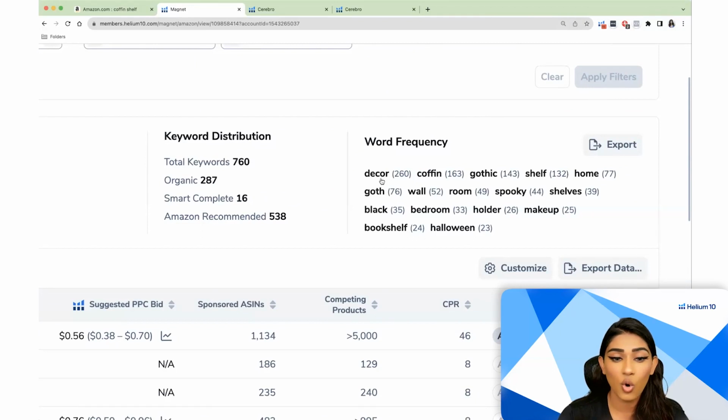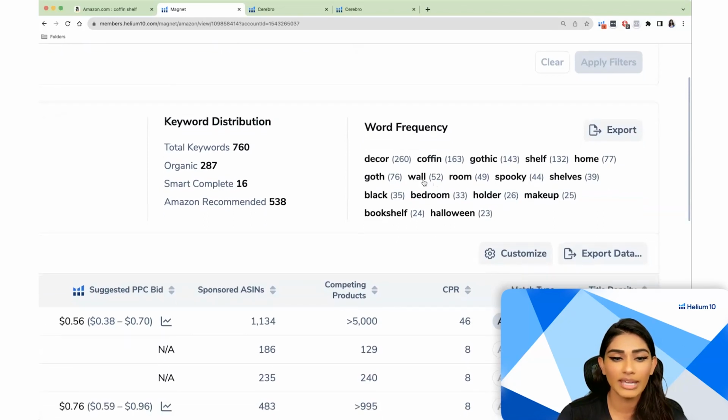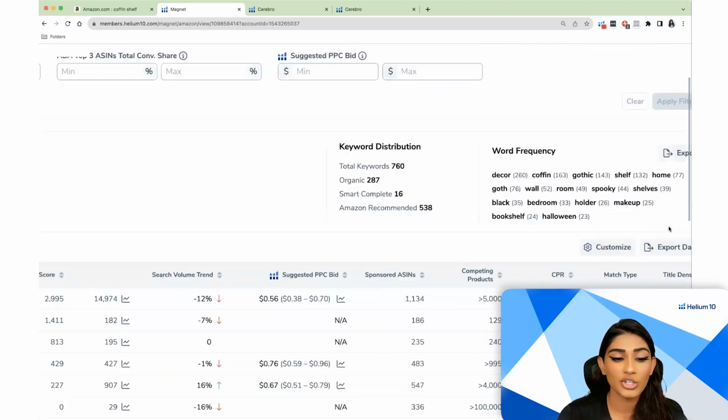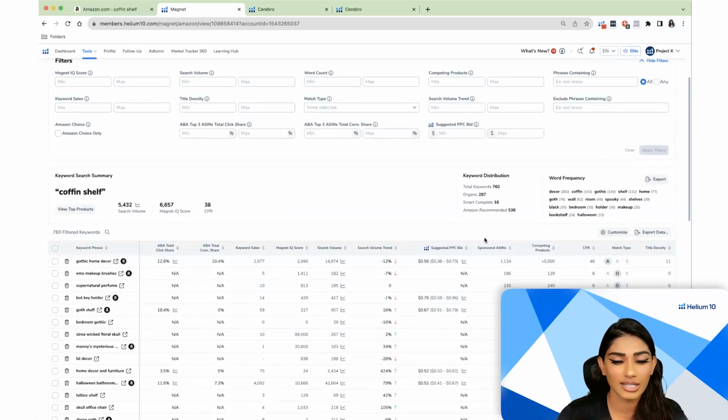For example, decor is showing up 260 times out of the 760. You have the word coffin showing up 163 times out of 760. You have Gothic showing up 143. But this is going to give me general themes and words that I will want to incorporate into my listings, make sure that they really get in there. So that way, when we are running our PPC campaigns for phrase match, maybe, then you will be able to show up for a lot more keywords and key phrases. And so this is really, really important, guys. I would go in and make sure you're taking a look and you're at least giving it some consideration, making note of them, and then utilizing them inside of your actual listings.